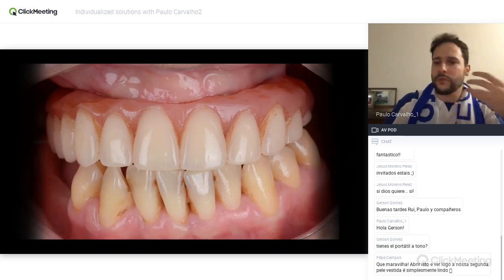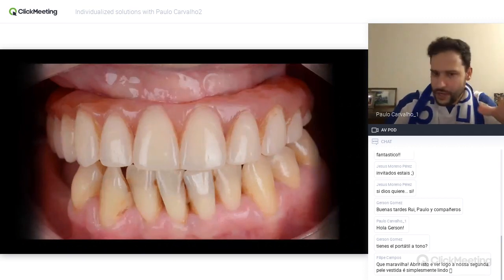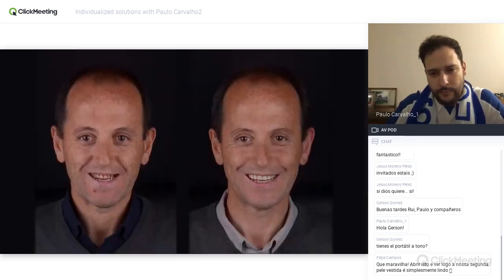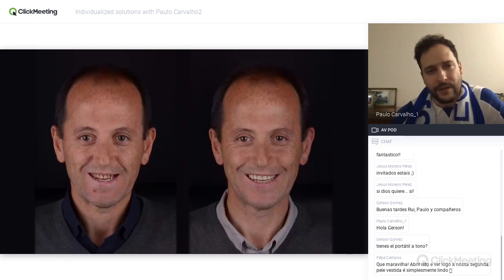We don't need to move a lot forward to make the patient class 1 because the prosthesis is not what is going to give lip support. We see the immediate post-op on the OPG, and you can see the change in the patient's overall aesthetics of the face.